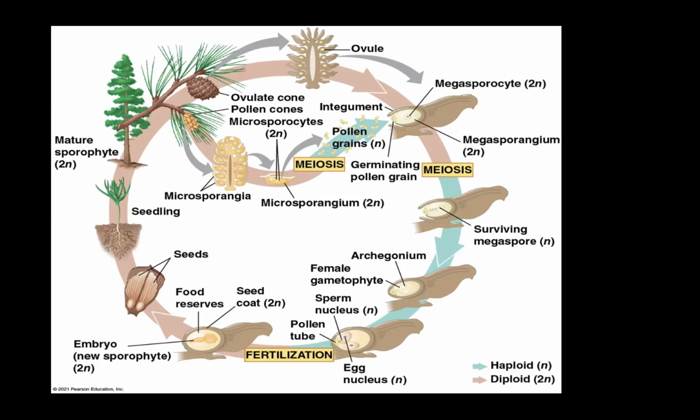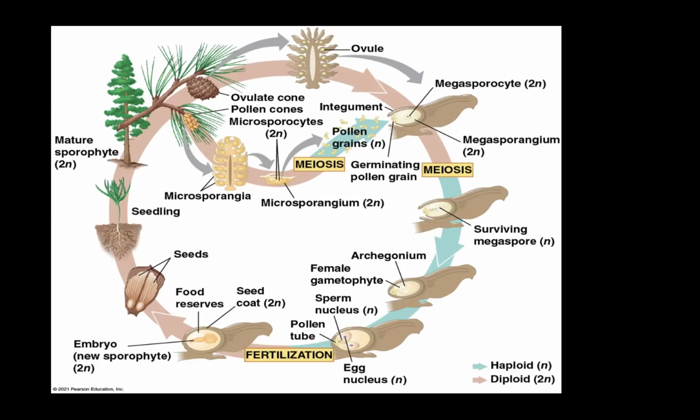Within the ovulate cone you will have the presence of the ovules. Within each ovule you will have a megasporocyte housed within the megasporangium. This will then undergo meiosis to produce the megaspores that will eventually develop into the female gametophyte. The egg will then be produced within the archegonium of the female gametophyte. If successful germination occurs, a pollen tube will form from the germinating pollen grain. This will allow for the sperm to travel to the egg to allow for fertilization.